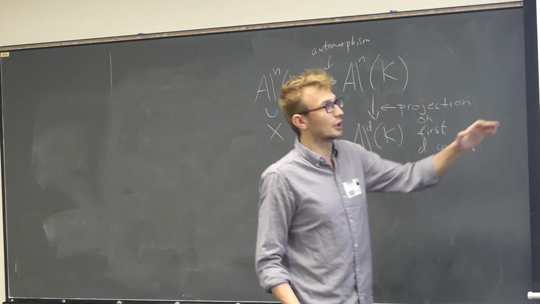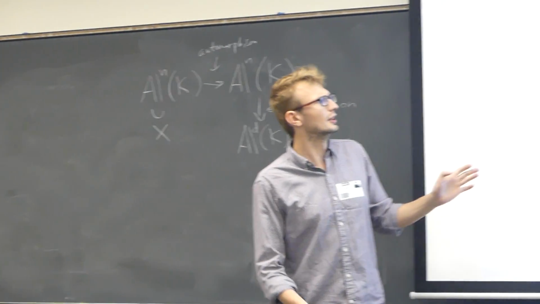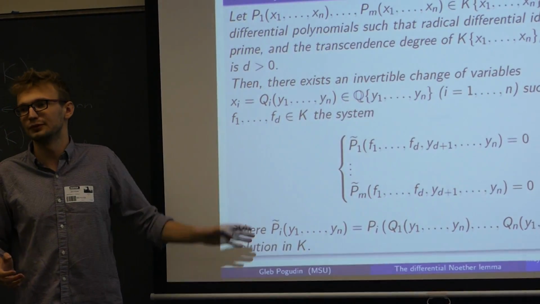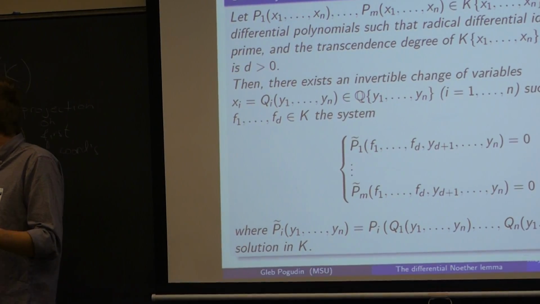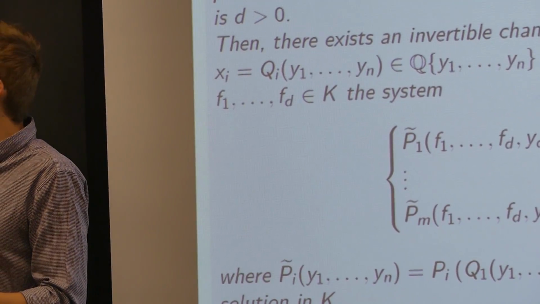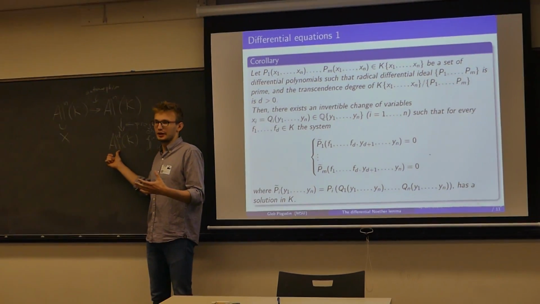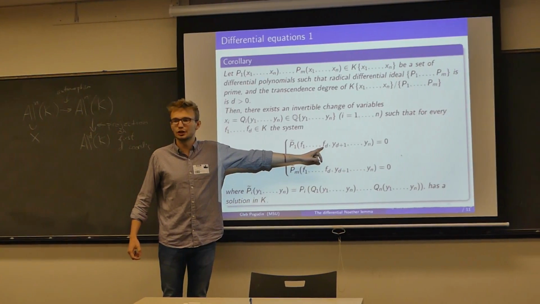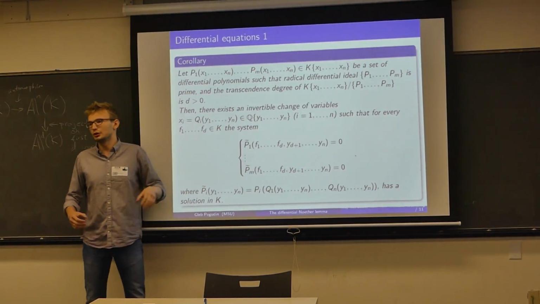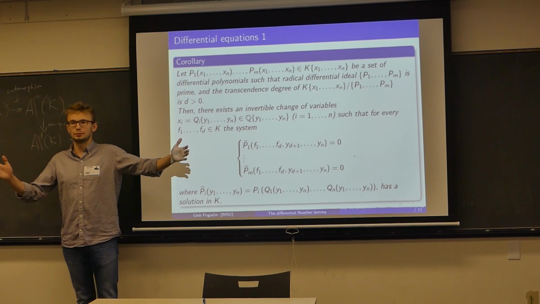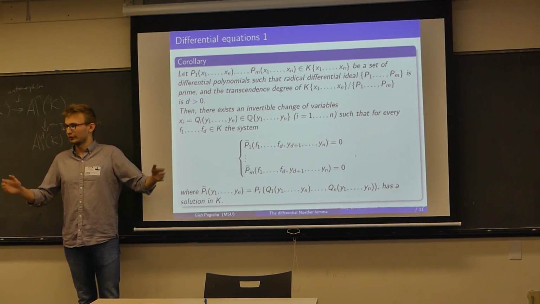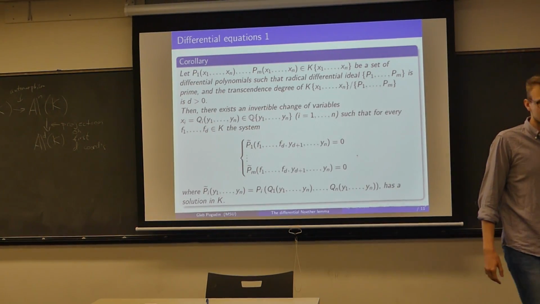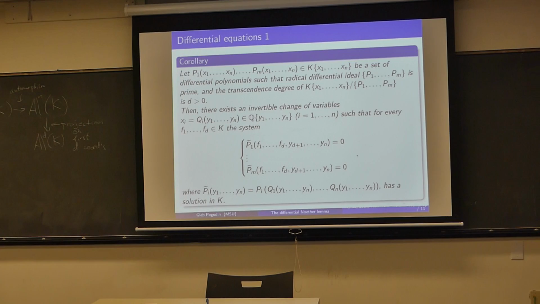So you have some system of differential equations. You know that it defines some radical differential ideal of some prime degree, and then you can perform such a change of variables that this projection will be surjective. That means that if you pick random elements of the differential closed field here, you can extend this tuple to be a solution. That's what this result means from the differential equations side.